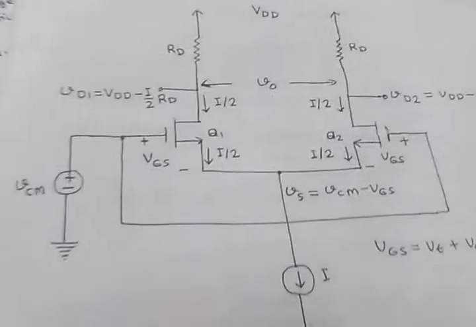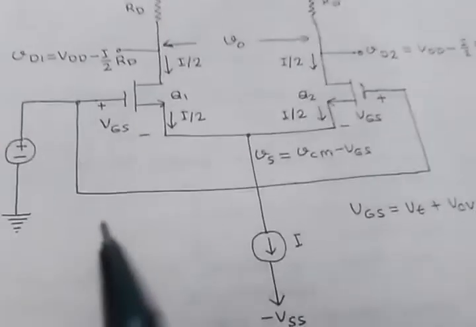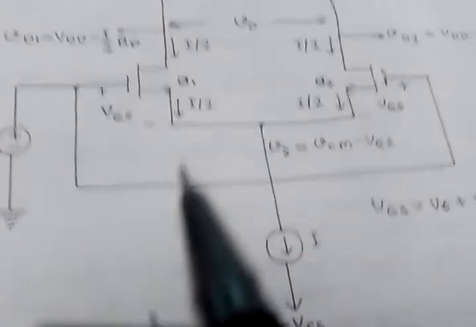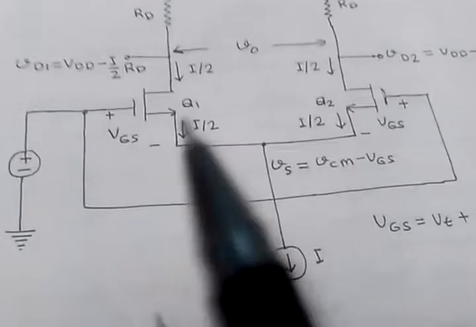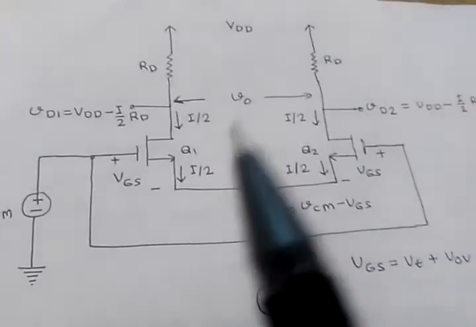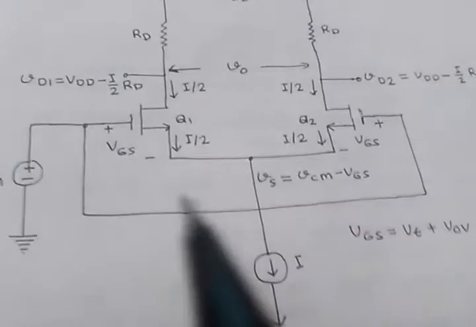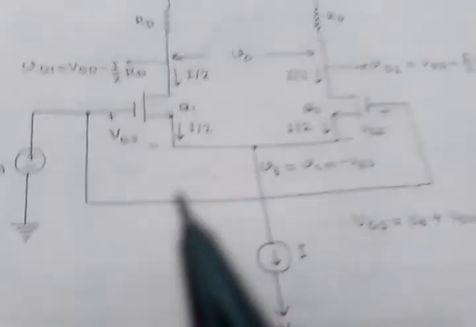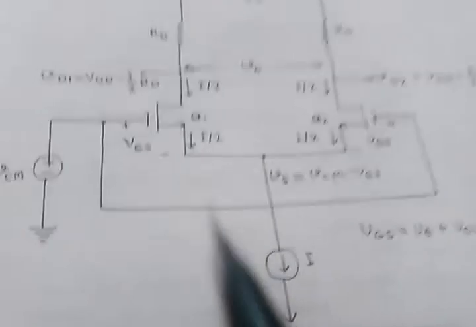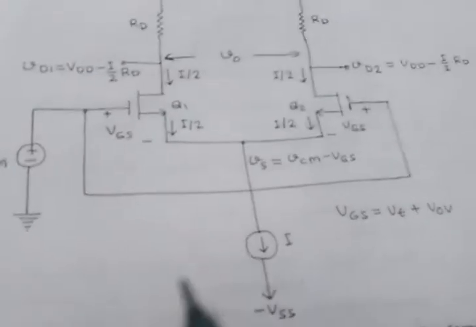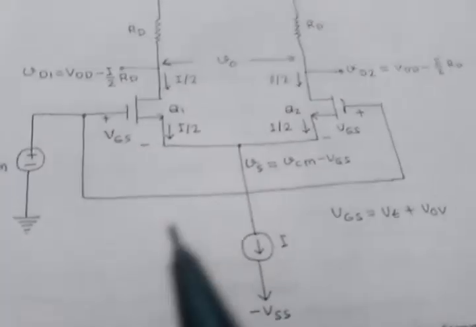It means for differential input signal, means if we apply the different voltage at the gate of Q1 and Q2, we will get a output, but for common mode signal we will not get output. Means this MOS differential pair will reject the common mode signal and provide the output only for differential input.